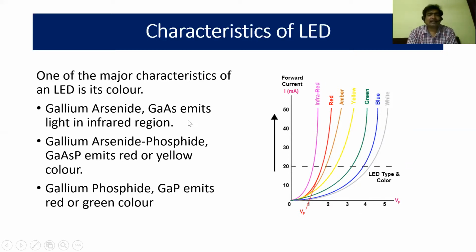Gallium arsenide emits light in the infrared region. In this infrared region, if you want light, you have to use this type of semiconductor, gallium arsenide. Gallium arsenide phosphide, simply called GaAsP, emits either red or yellow. Similarly, gallium phosphide emits red or green colors. So as the material changes, the forward voltage also changes.